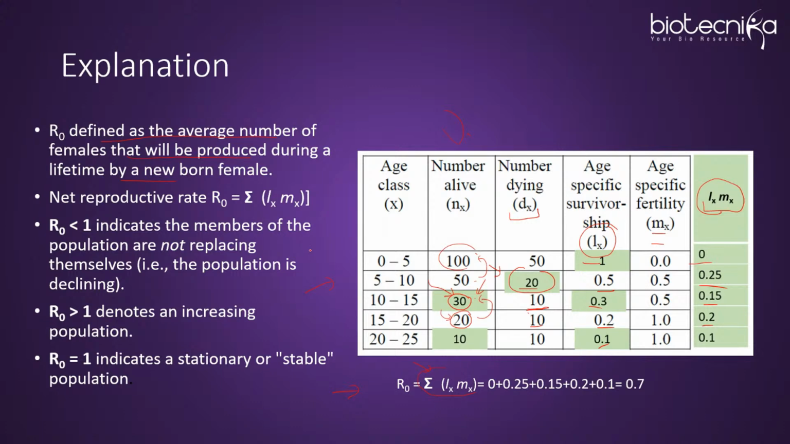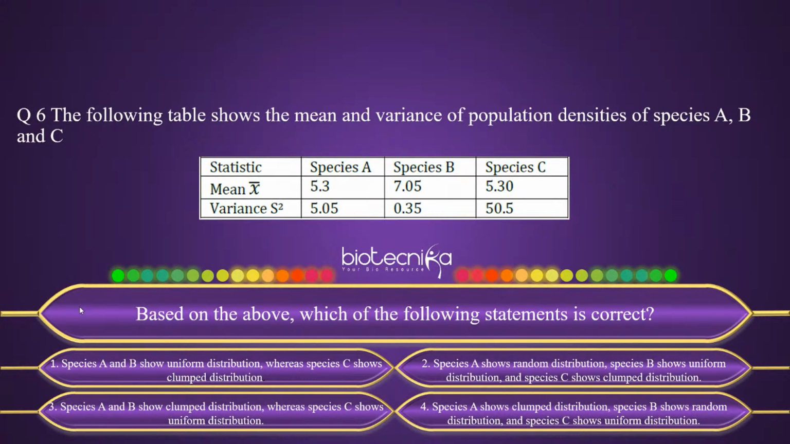Very nice. Vishal, Gonu, I can see that you have already answered 0.7. That is the right answer. Okay, so I hope this is clear. Please take down all these details as well, how you can interpret the pattern of the population based on the values of R0. Now let us quickly move to our next question.